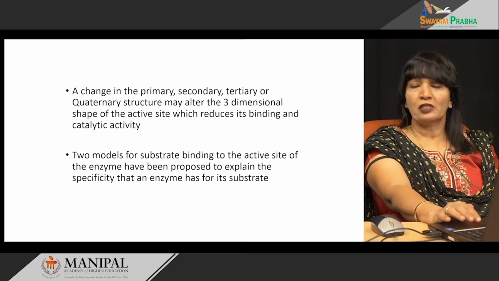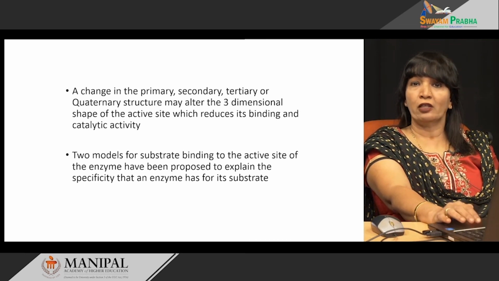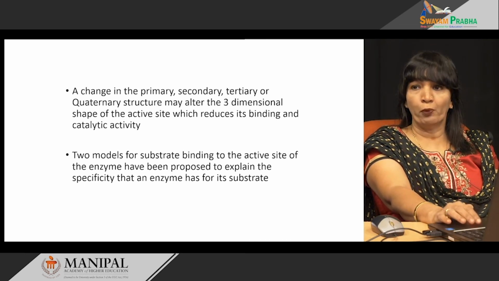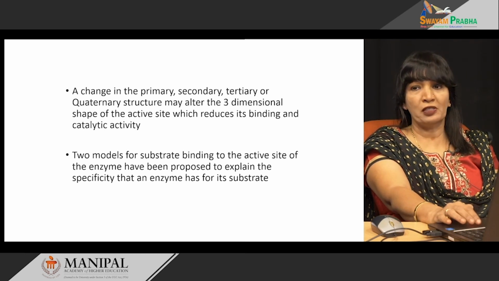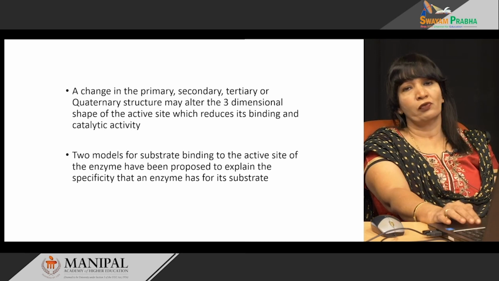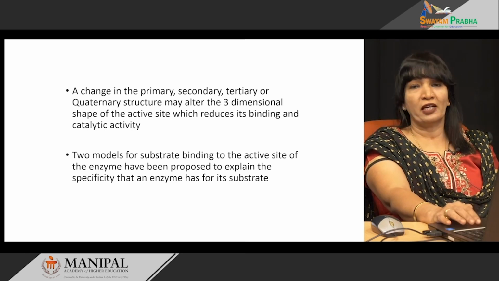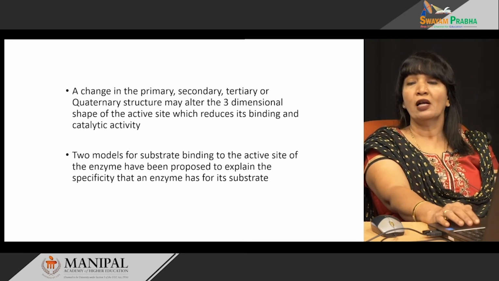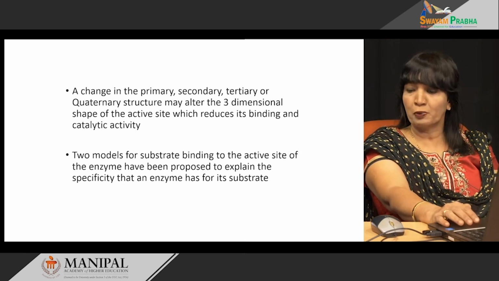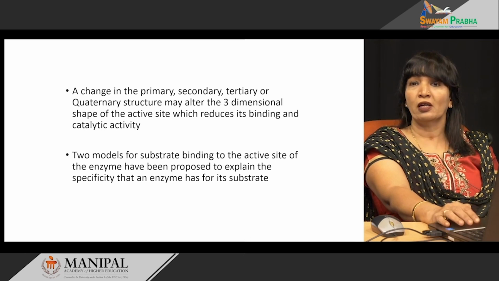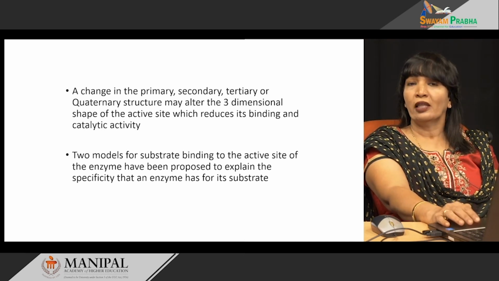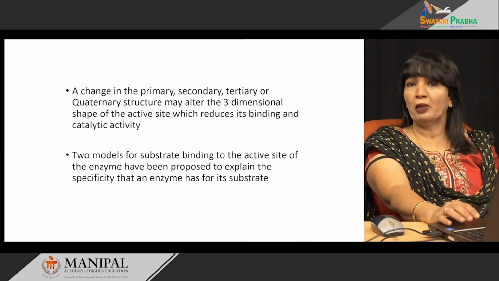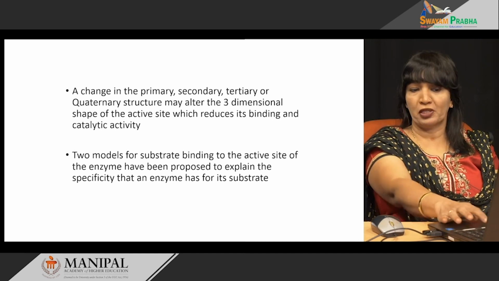Two models for substrate binding to the active site of an enzyme have been proposed to explain the specificity that an enzyme has for its substrate. You must have studied previously what specificity is. You had different classes of specificity, like absolute specificity, group or broad specificity, stereo specificity, and reaction specificity. Okay? So, basically, these are models that have been proposed to explain the specificity that an enzyme has for its specific substrate.